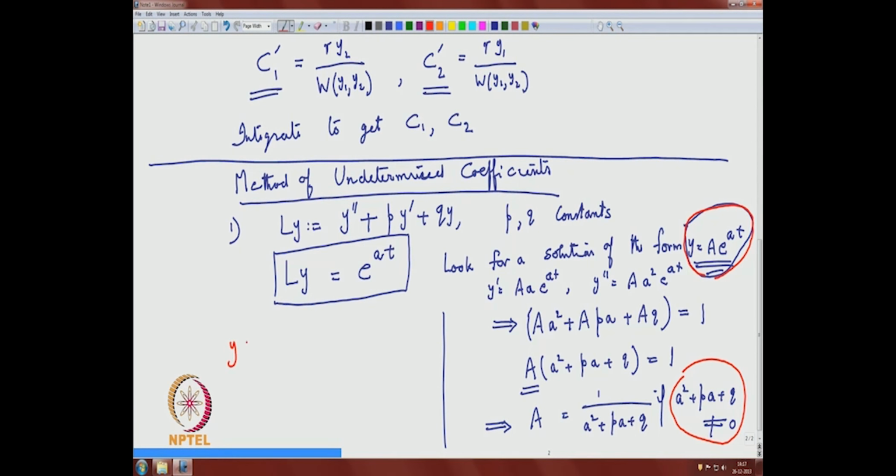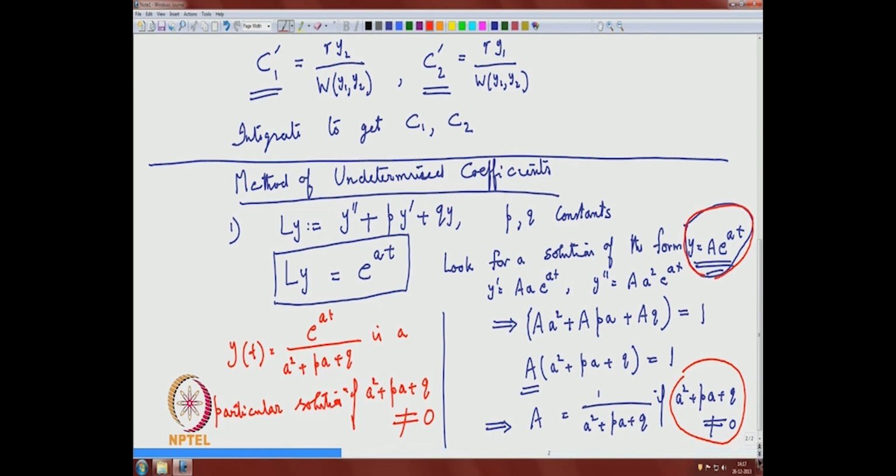So, that gives a solution. y of t equal to e power at by a square plus p a plus q is a particular solution. We are looking for particular solutions if a square plus p a plus q is not equal to 0.